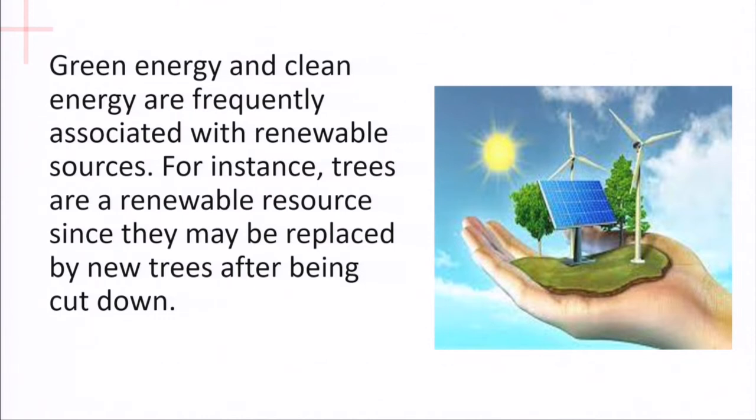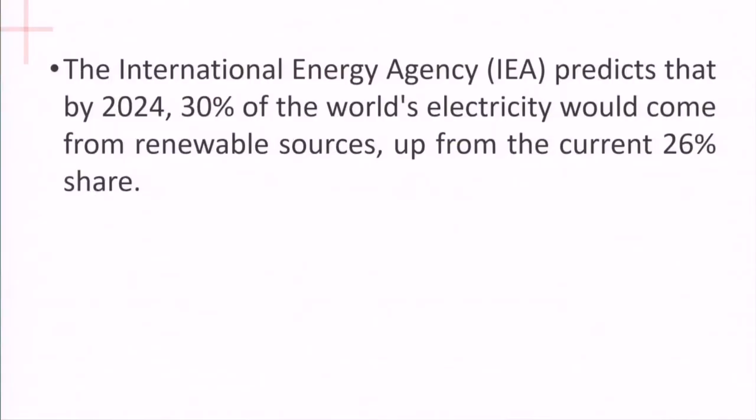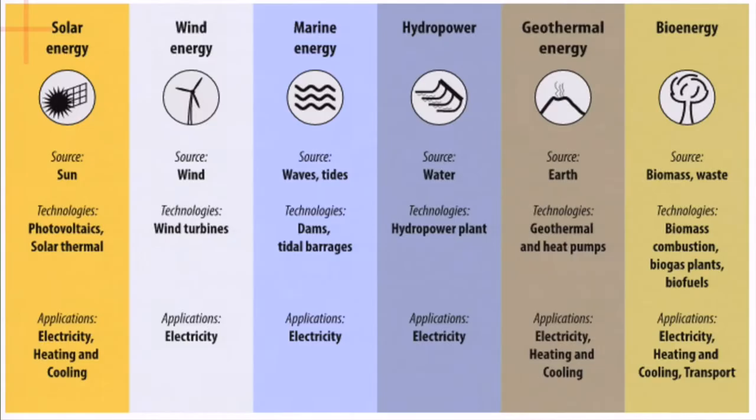For instance, trees are a renewable resource since they can be replaced by planting new trees after they have been cut down. The International Energy Agency, which is IEA, predicts that by 2024, 30% of the world's electricity will come from renewable energy sources, up from presently 26%.